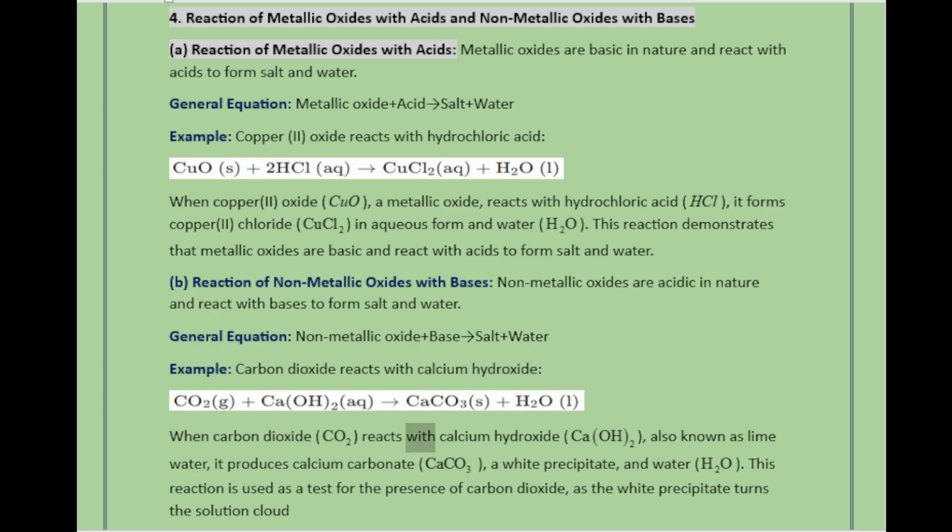When carbon dioxide reacts with calcium hydroxide, also known as lime water, it produces calcium carbonate, a white precipitate, and water. This reaction is used as a test for the presence of carbon dioxide, as the white precipitate turns the solution cloudy.